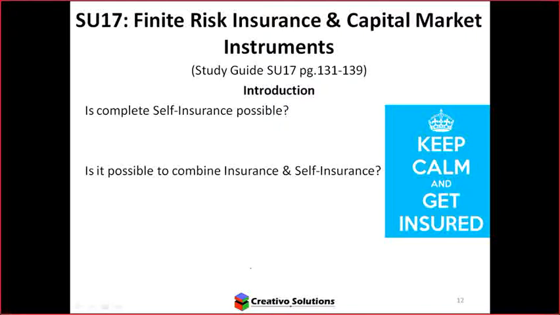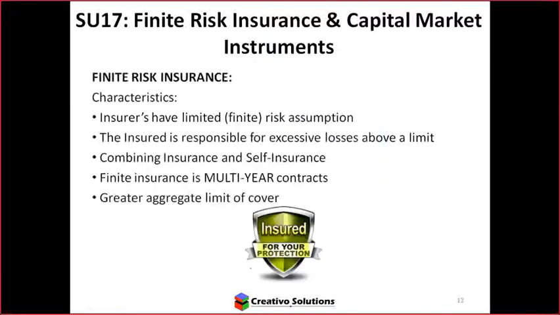I think it is possible to combine both. Where you have insurance, but you're also looking at self-insurance. Okay, so finite risk insurance, what is it? Here's the definition and characteristics. Insurers have limited, finite risk assumption. What does that mean? There's a limit to the risk that they take on, or the loss that they have to pay for. Do you agree? Yes. So do you still have peace of mind as the insured? No, because of the limits.